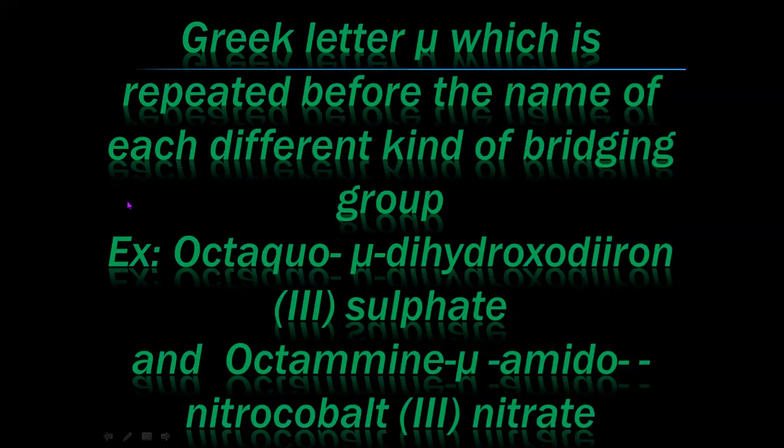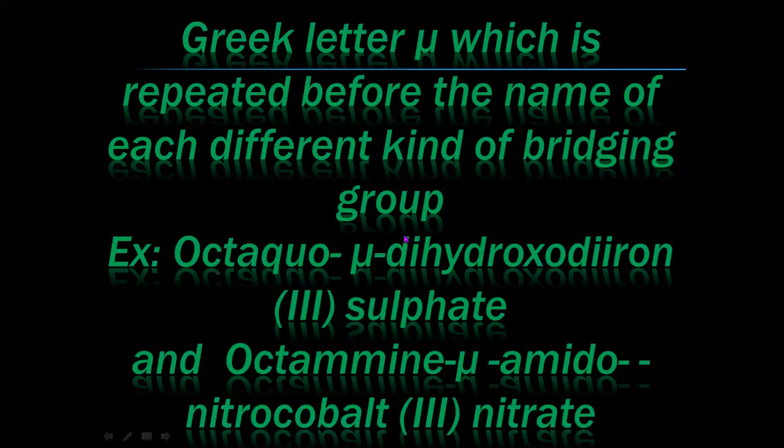So in this example, we have a compound: octaaqua, meaning 8 water molecules are there, and 2 hydroxo, meaning OH minus ions are there, and then iron is the metal. The hydroxo group will form a bridge with this, and then sulfate. Sulfate is the anion. This is the cation. The complex ion is the cation. So we write the name as octaaqua mu dihydroxo diiron sulfate. Diiron 3 sulfate. Here diiron means 2 metal atoms are there.